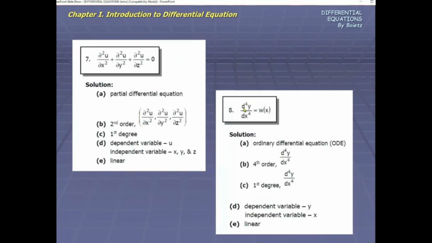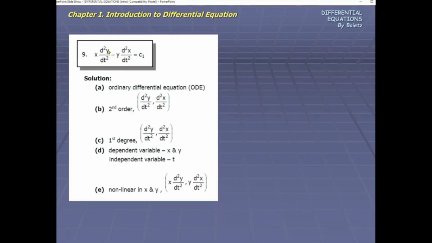Ordinary differential equation, because it's only one variable. Fourth order, because fourth derivative. First degree, it's raised to 1 only. Okay? Then dependent variable y, independent is x. So therefore, linear. It's linear. There's nothing else multiplied to it.